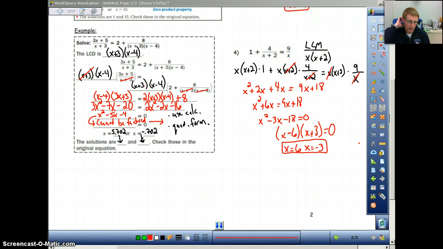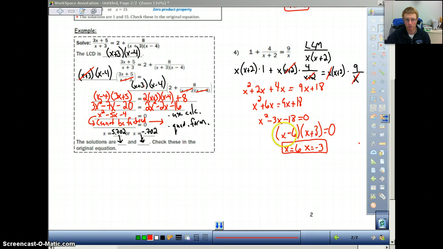And again, I multiply every term by that. So x quantity x plus 2 times 1, x quantity x plus 2 times 4 over x plus 2, and then our x plus 2 is canceled out there. And then we had x quantity x plus 2 times 9 over x. The x is canceled out. And then again, all of our fractions are now gone. We're left with a quadratic, which we then bring everything over to the left-hand side to equal 0.